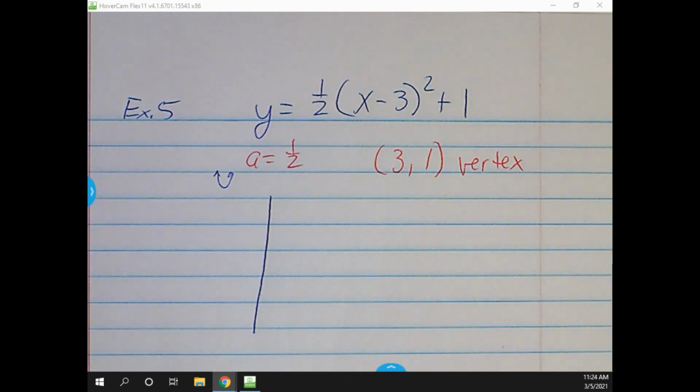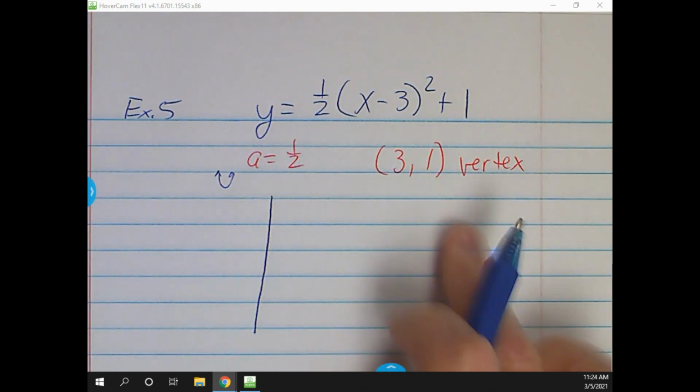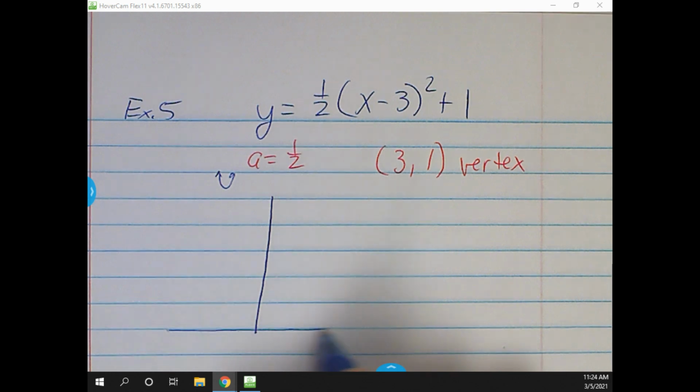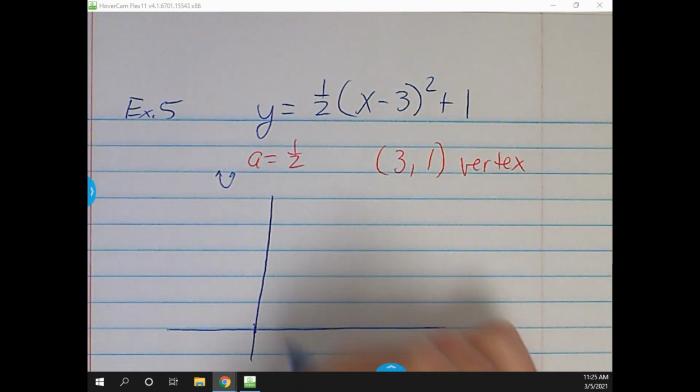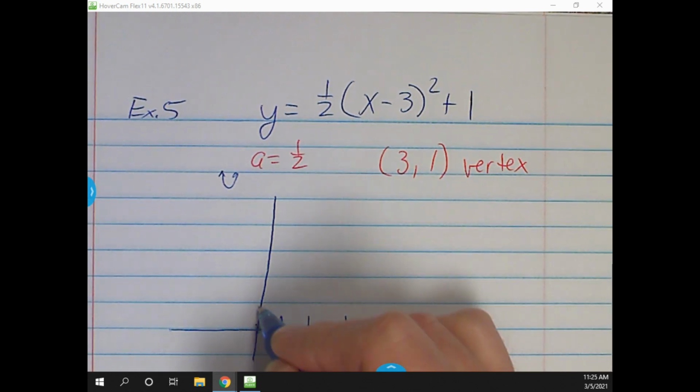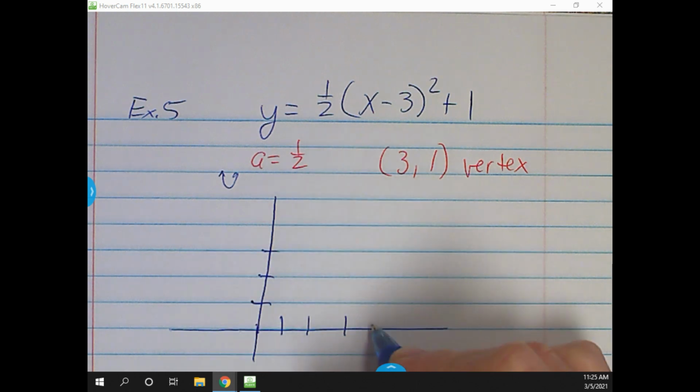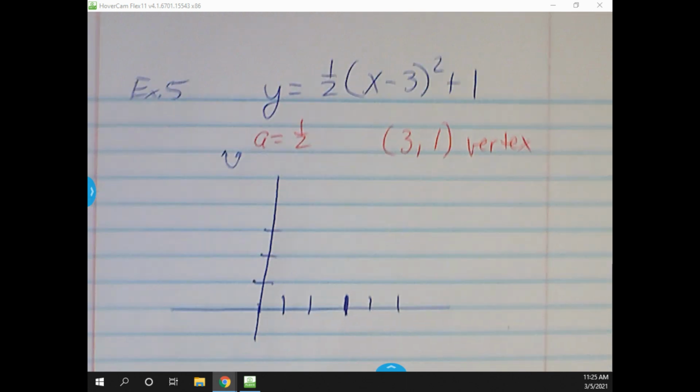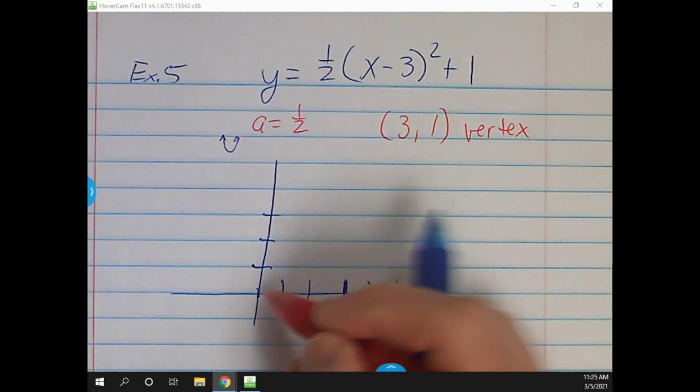So this is at 3, 1. So we need a lot of room over here to the right side of it. Need something like that. Okay, so vertex at 3, 1. We'll go over 3 and up 1.